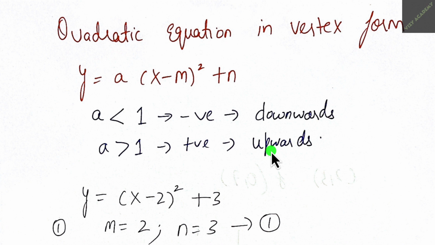The easier way to remember is, if it's negative, it means it's going downwards. If it's positive, it means it's going upwards. For simplicity, we will assume here a is equal to 1 and the equation is y = (x - 2)^2 + 3. The vertex is m = 2, n = 3. The x coordinate is 2 and the y coordinate is 3.